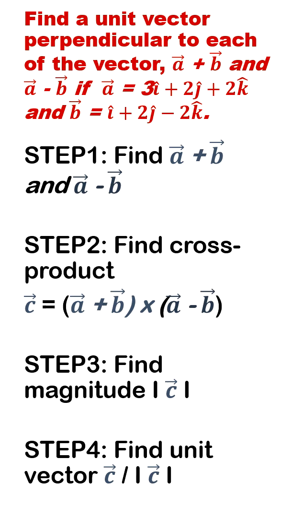Example, you have to find a unit vector perpendicular to the vectors A plus B and A minus B both, if vectors A and B are given. The first step is find A plus B and A minus B, then find their cross product, find the magnitude of the cross product, and you know that the unit vector is given by the vector upon its magnitude.